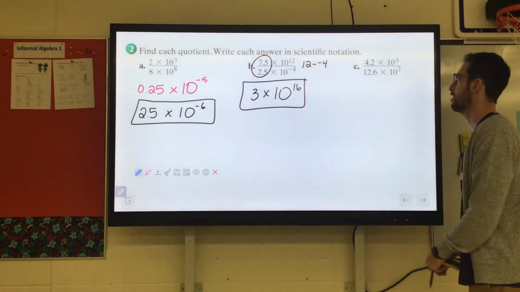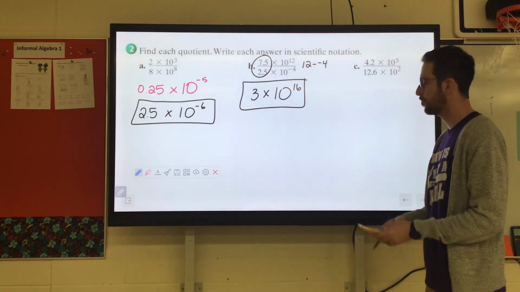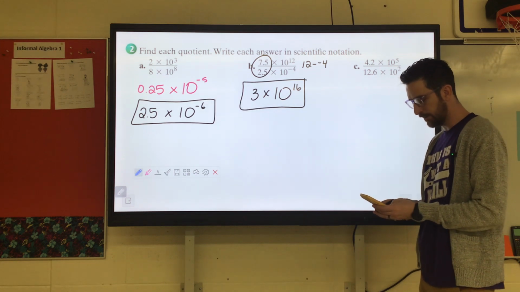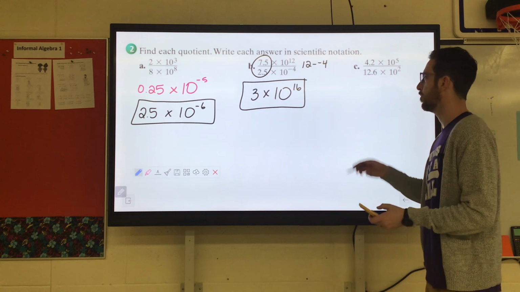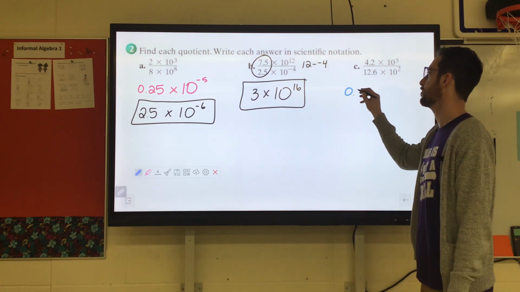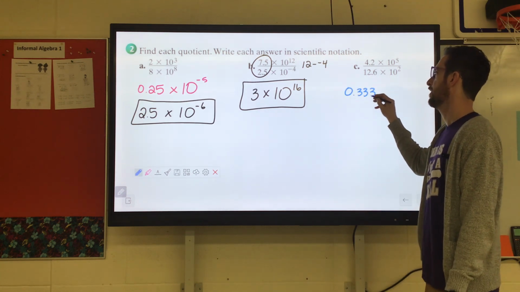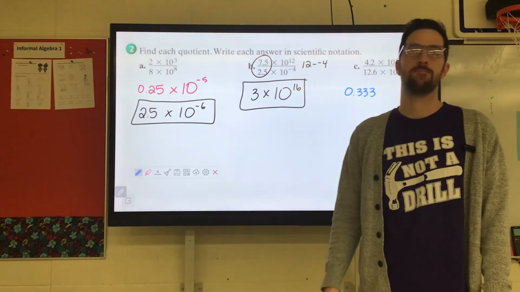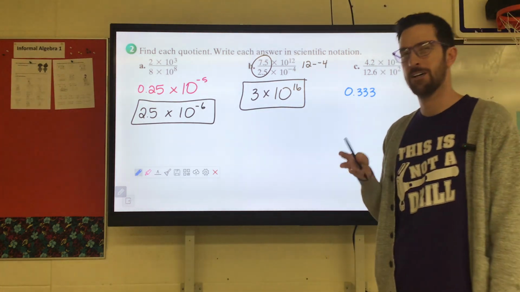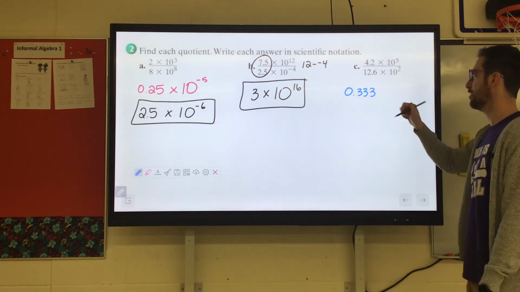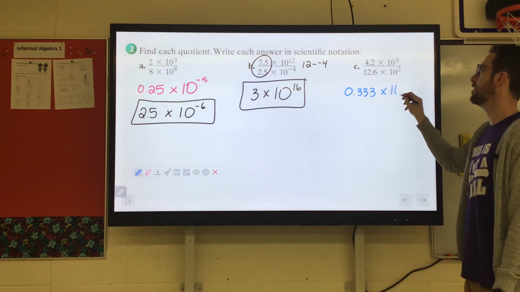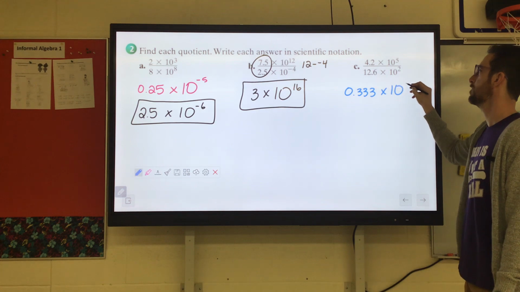Here we go. 4.2 divided by 12.6. I think that's 1/3, but just double checking. So 0.3333333. Now that goes on forever, but usually with scientific notation you would cut off at the hundredth spot anyway. So we'll leave it there for now. And then times 10 to the 5 minus 2 is 3.